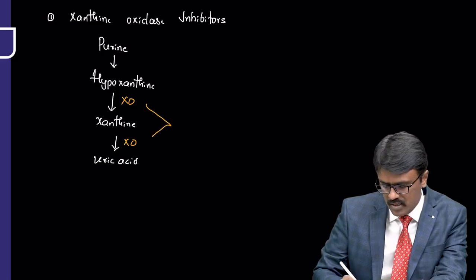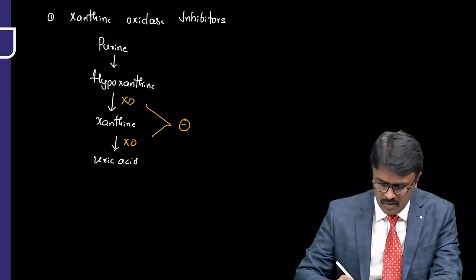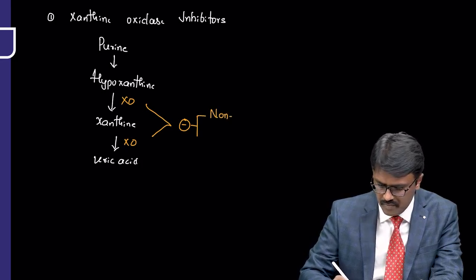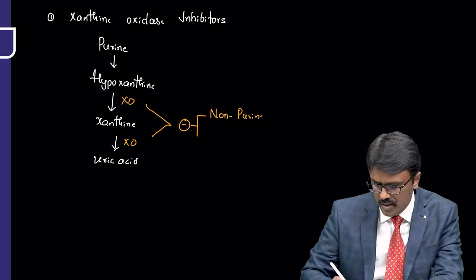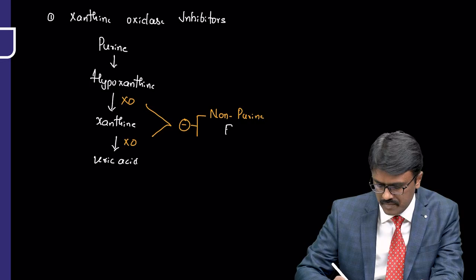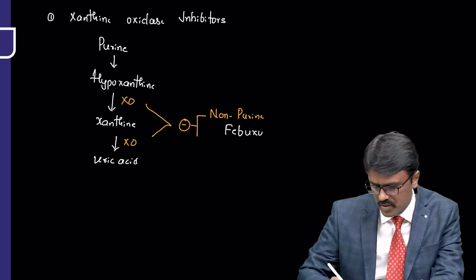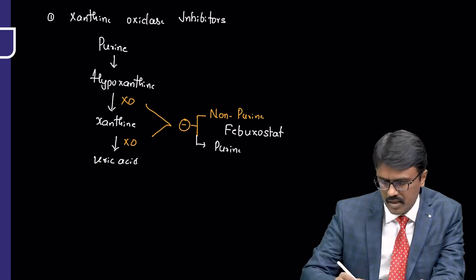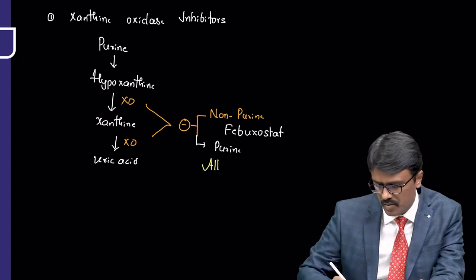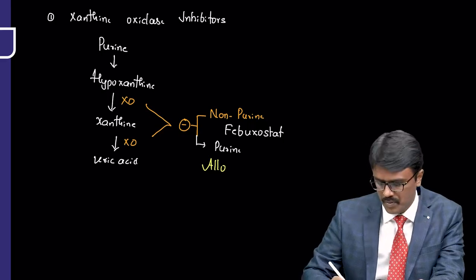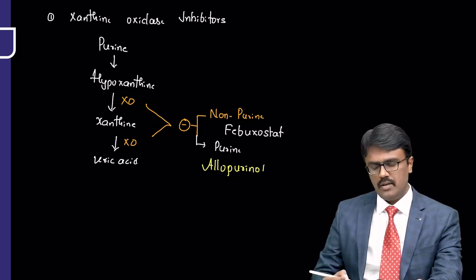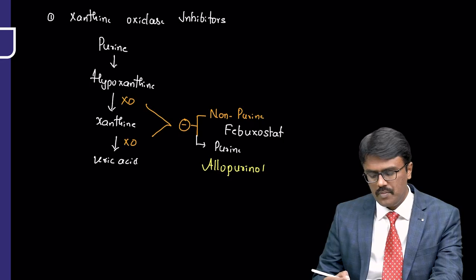So these enzymes are inhibited by two drugs. One is a non-purine. So the non-purine drug is called febuxostat. And a drug which is derived from purine, the name itself has purine in the name. Allo, you read the name, allo, purine, purinol. So it's a purine derivative. So the purine derivative is allopurinol, non-purine is febuxostat.